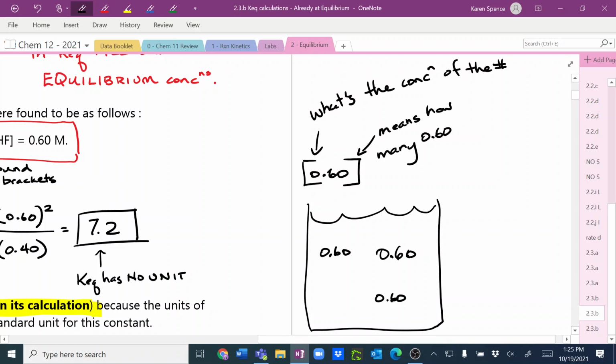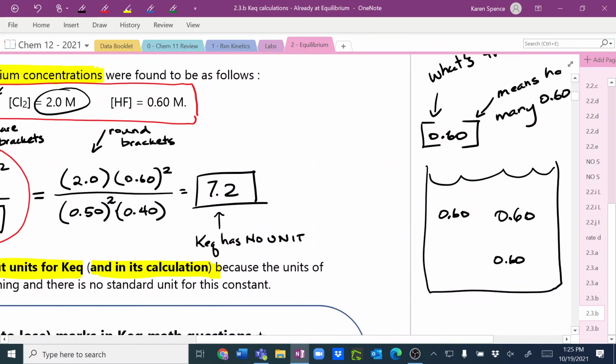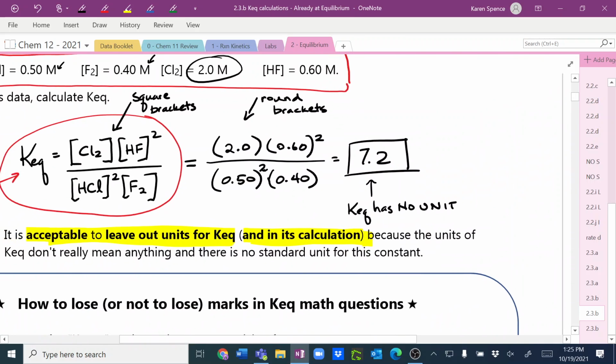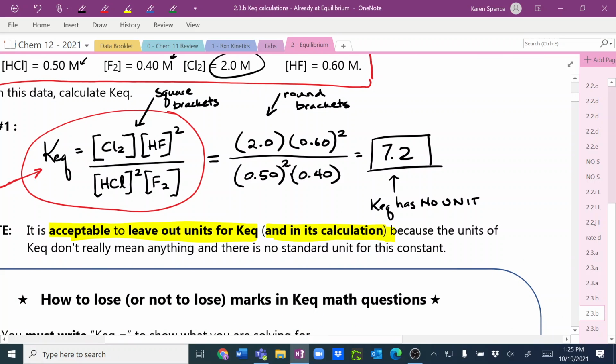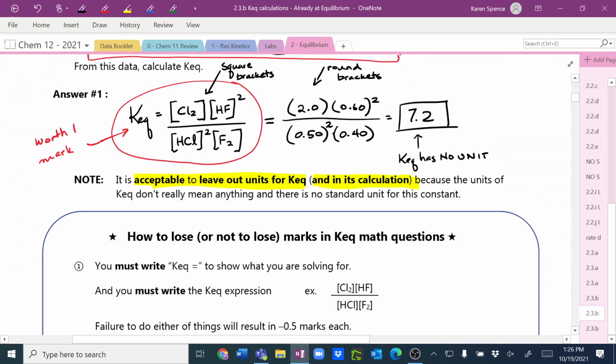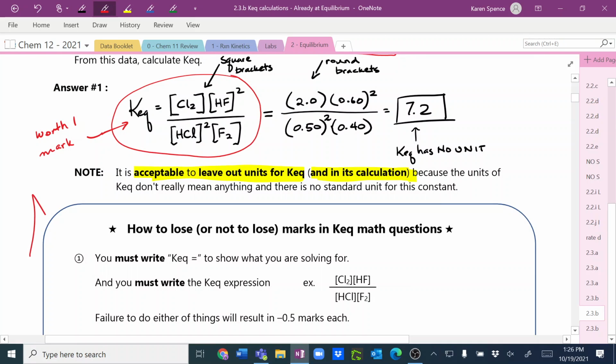Okay, so this would be like 3 moles of 0.60 per liter. I don't know. Anyway, it just doesn't make any sense, so just leave it alone. So the numbers must go in round brackets, and the chemical symbols must go in square brackets because we are looking at concentrations there. So here we have, and we're going to put stars. I know there are already stars, but we're going to put big stars, okay, here and here.